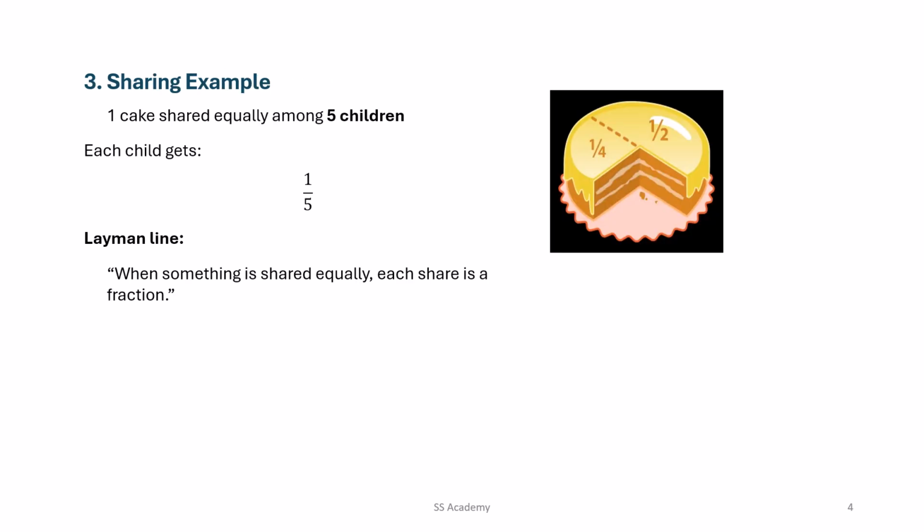Fractions are also the fairest way to share. If one cake is shared equally among 5 children, each child receives exactly 1 by 5 of that cake. This reinforces the idea that when something is shared equally, every individual share is represented as a fraction of the original whole. So here also the fraction comes as 0.2 of the cake for one child. If you want to convert that into percentage, you multiply by 100 and you get 20 percent of the cake each child gets.